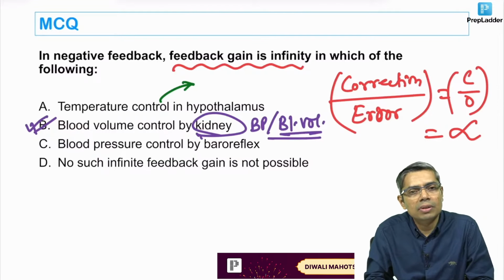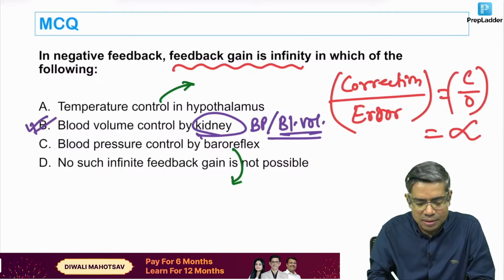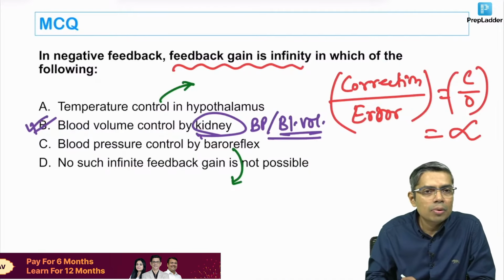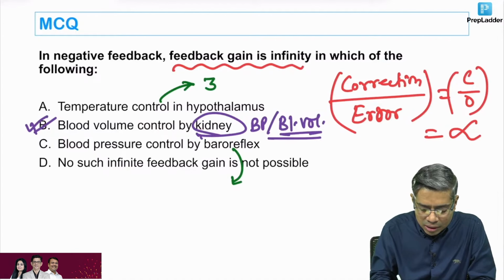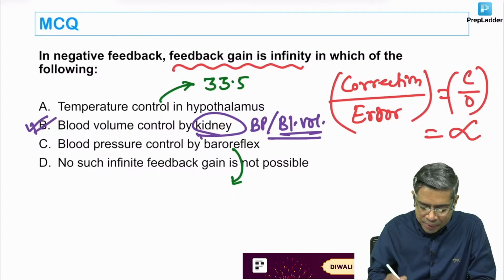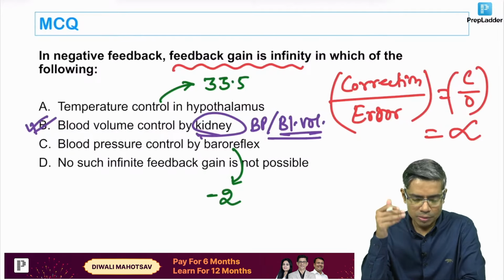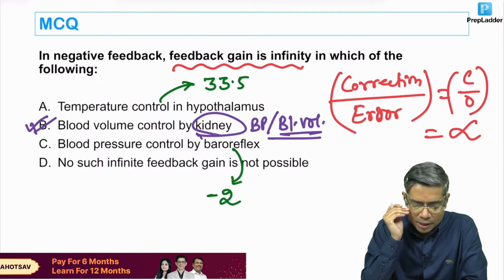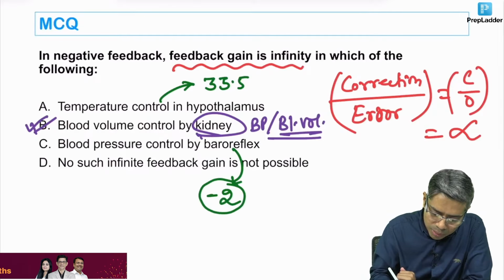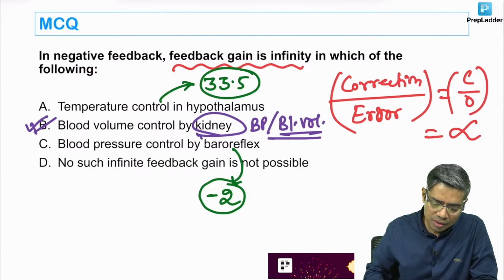What is the gain of the thermoregulatory system in our body, and what is the gain of the baroreceptor reflex system in our body? Generally the thermoregulation system has a gain of 33 or 33.5. And for the baroreceptor system, that is only -2. Okay. So very good that you remember. So you may remember these numbers, because a future question may be asked from here. Okay. So this is the second question.